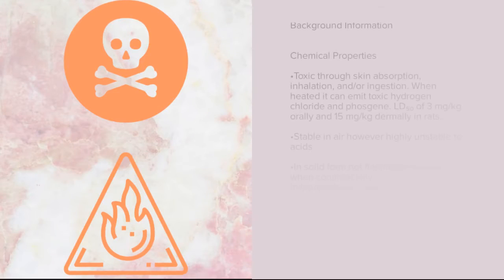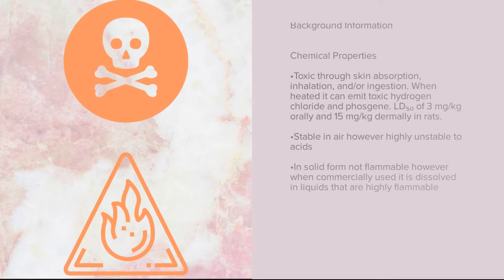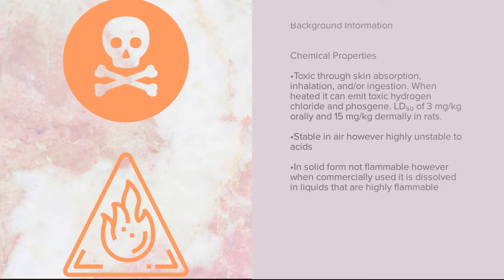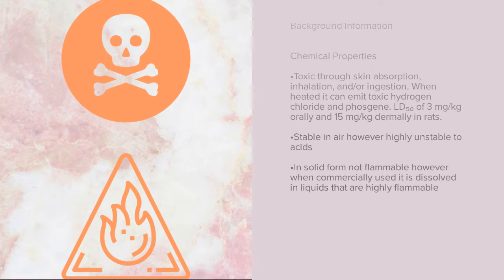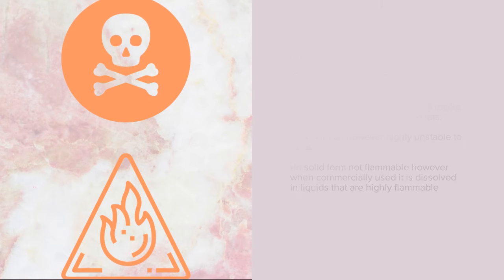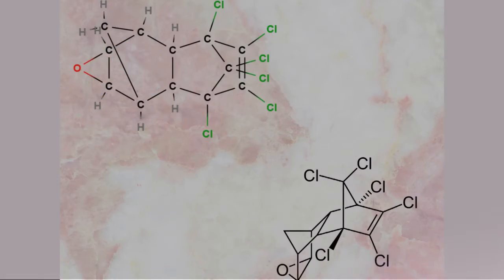degrees Celsius. Some of Endrin's chemical properties include toxicity through skin absorption, inhalation, and/or ingestion. When heated, it can emit toxic hydrogen chloride and phosgene. Its LD50 is 3 mg per kilogram orally and 15 mg per kilogram dermally in rats. It is stable in air, however highly unstable when it comes into contact with acids. In its solid form, it is not flammable, but in commercial use it is mixed with highly flammable liquids.